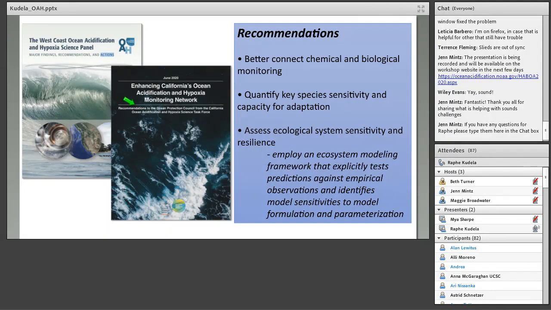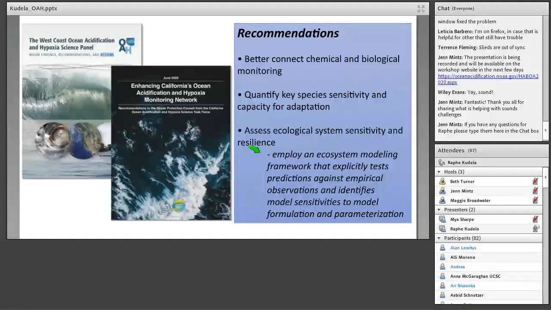I pulled out a few of their bullets. They said we need to better connect chemical and biological monitoring, that we need to quantify key species sensitivity and capacity for adaptation, and that we need to assess ecological system sensitivity and resilience by employing an ecosystem modeling framework that explicitly tests predictions against empirical observations and identifies model sensitivities to model formulation and parameterization.